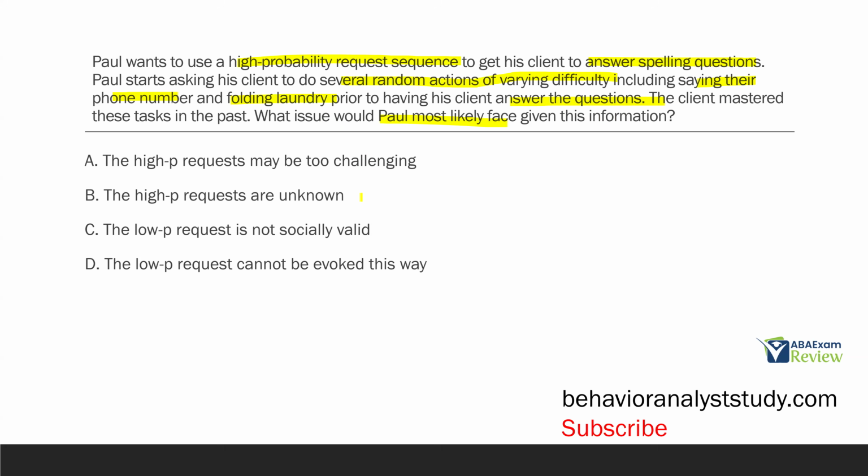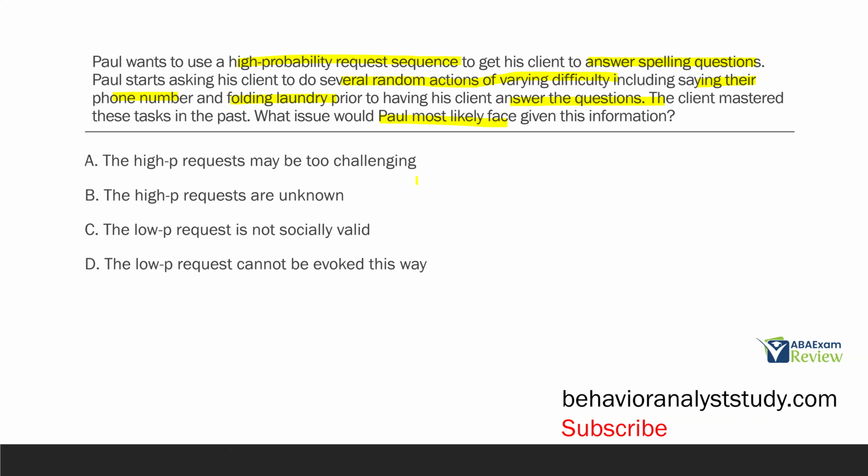A, the high-P request may be too challenging. Sure, we don't want actions of varying difficulty for the high-P request. We want those high-P requests to be very reliable. We want our learners to be able to emit those responses on a consistent basis. If you're asking for responses of varying difficulty and length, like saying a whole phone number or folding laundry, it's not really going to start building momentum. So A could definitely be an issue.